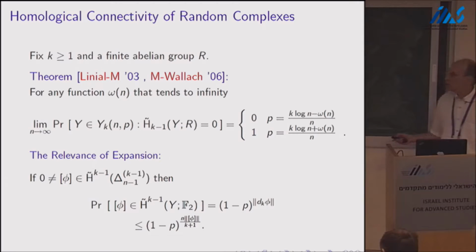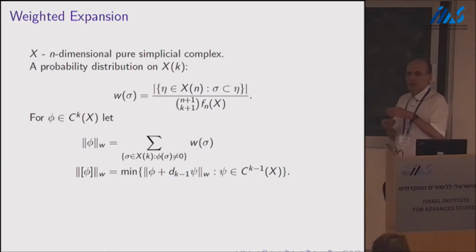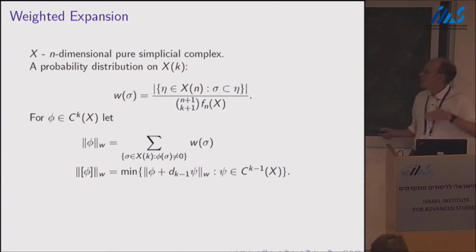Okay, so this is the story with random complexes, but then we'll talk about the Gromov theorem, and for the Gromov theorem we need to slightly modify the definition of expansion, namely normalized expansion. So we look at all k-simplices and we weight them according to the number of top simplices they are contained in.